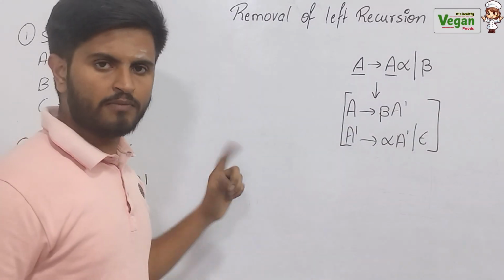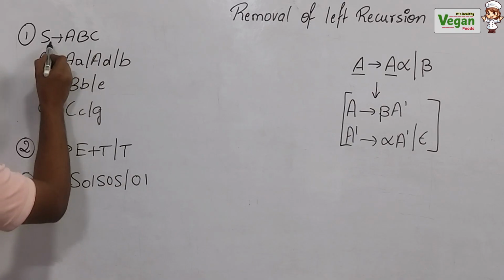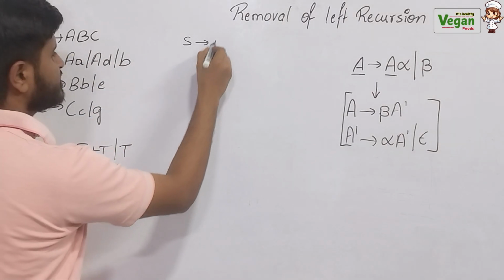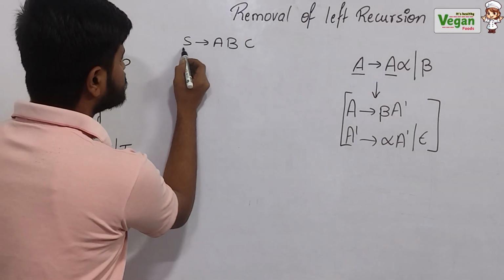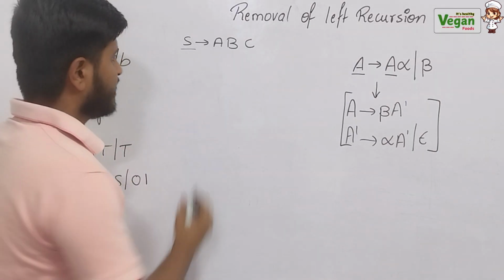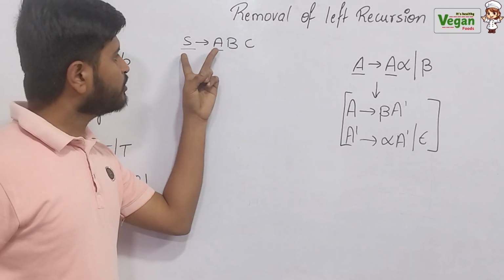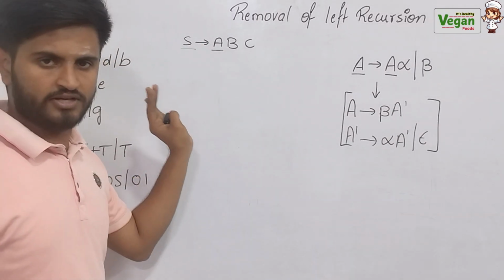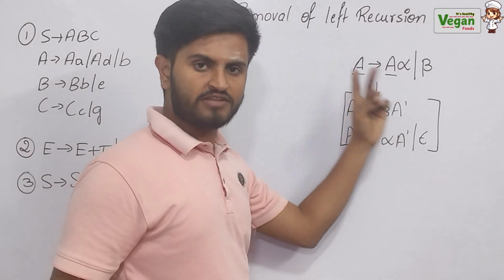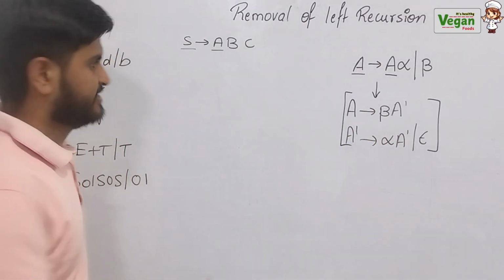Let's jump into the problem. You will get the problem easily. First, S producing capital letter A, capital letter B, capital letter C. The producer is capital S and the first letter of the production is capital A. Are both of them the same? No. No means this is correct only. If they are the same, then only you must apply this one. Otherwise, you must keep it as it is.